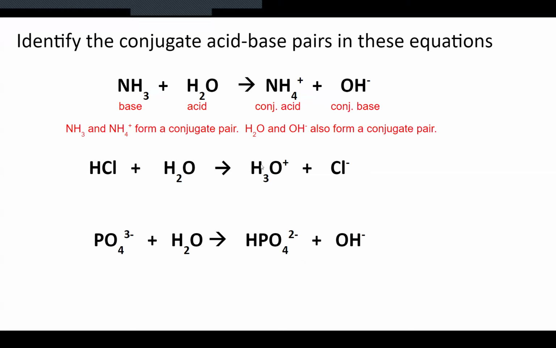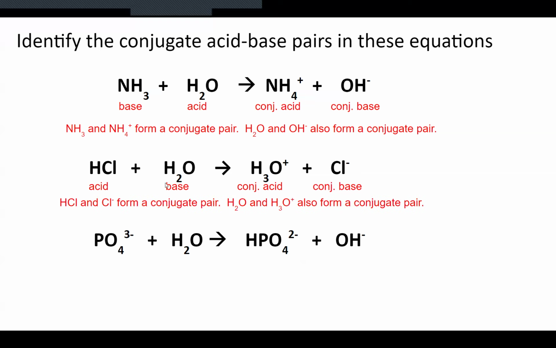H2O on the left side of the equation is paired up with H3O on the right side of the equation because their formula only differs by an H. To become H3O, H2O had to have gained an H. So that makes it the base. So HCl is the acid, H2O is the base. The thing that HCl is paired with, the Cl minus, that's the conjugate base. And H3O, the thing that's paired with H2O, that's your conjugate acid. So our two pairs, HCl and Cl minus, H2O and H3O.